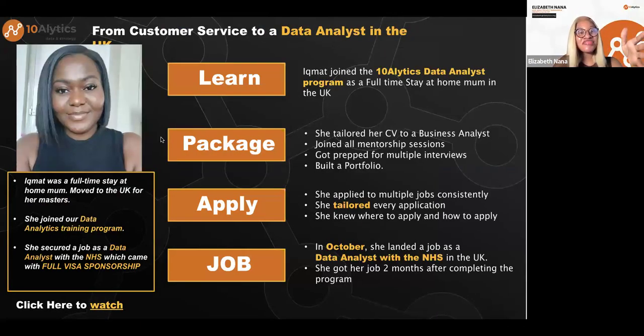All right. We also have someone like Ikmat, who did not even have an NVQ. So for the people who don't have an NVQ on this session, they're like, maybe this session is not for me. Listen, Ikmat worked in customer service and she was able to move into a data analytics role in the UK, not just in the UK, a role that offered full visa sponsorship with the NHS.